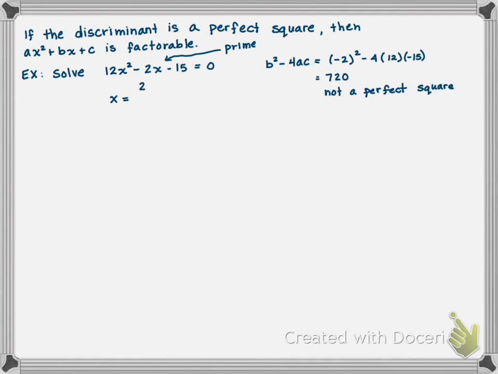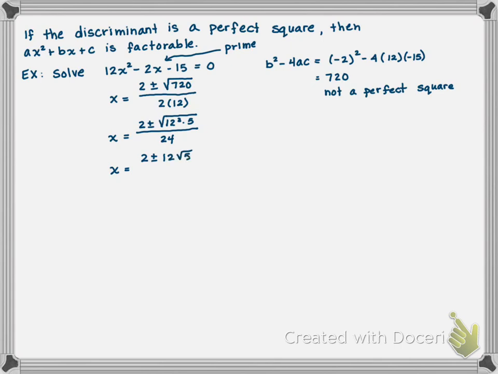Positive 2 plus or minus the square root. Well, I already know that b squared minus 4ac is 720 over 2 times 12. So now we just have to simplify. So x equals 2 plus or minus, oh gosh, 36 times 12 times, thank you. So this is 12 squared times 5. So we get 2 plus or minus 12 root 5.